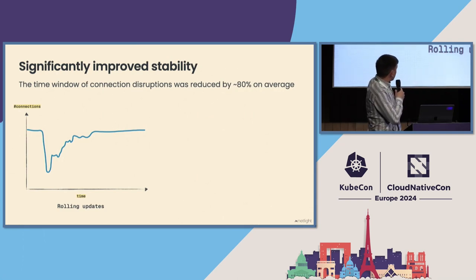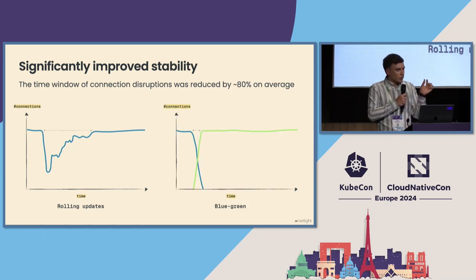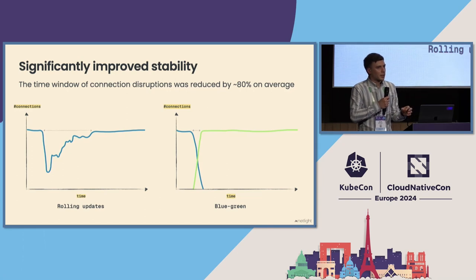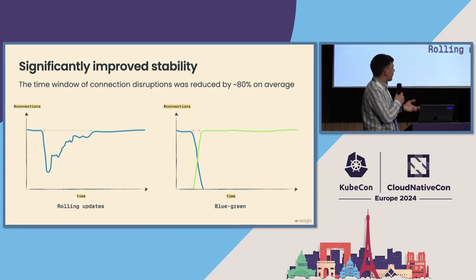The plot here, on the left-hand side, also shows a little bit what I was describing. On the y-axis, we have the number of total connections, and on the x-axis, we have time. And you can see that it really takes a while to recover to that normal load, or to the point where all stations are reconnected. Comparing that to the blue-green approach, this time window of disruptions is reduced by a lot. By some measurements that we did, it was around 80% on average reduction by simply switching to blue-green deployment. So this is really an example where it's quite a low effort investment, but it really pays off. The return on investment for this was quite large for us.